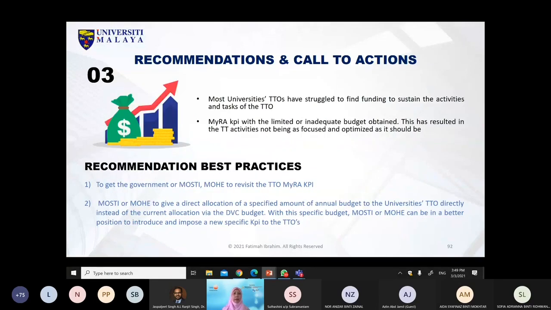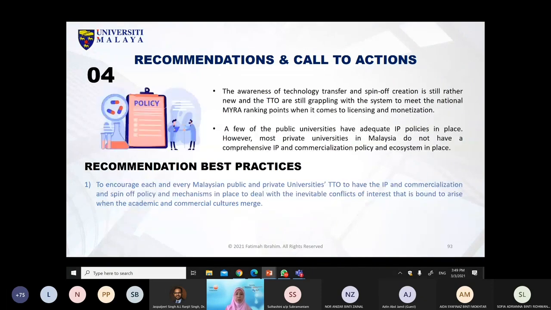And my recommendation, another recommendation and call to action, is that most university TTOs struggle to find funding and to sustain the activity and tasks of the TTO. So the MyRA KPI comes with a limited and inadequate budget obtained. So it will result in the TTO activity not being as focused and optimized as it should be. So my recommendation is to get the government, the MOSTI or MOHE, to revisit their TTO MyRA KPI and to get them to fund directly given to the TTO office, not to allocate via the DVC, because if it goes via the DVC you have to share with many other people. So we have a very dedicated budget to the TTO itself.